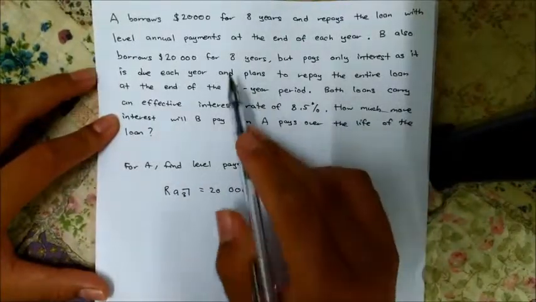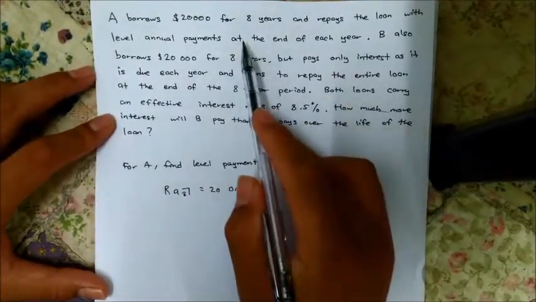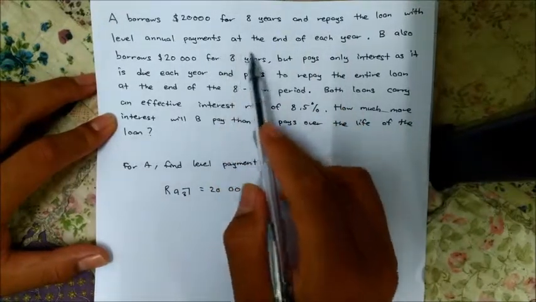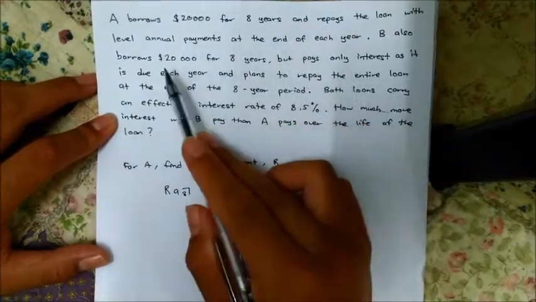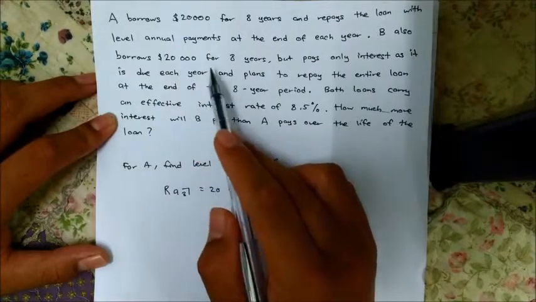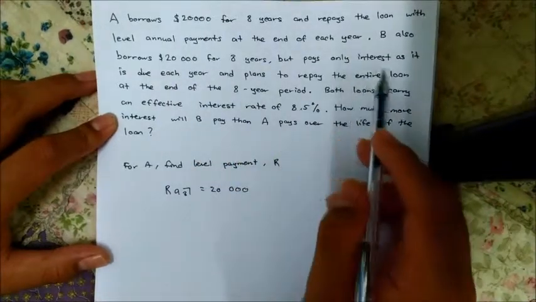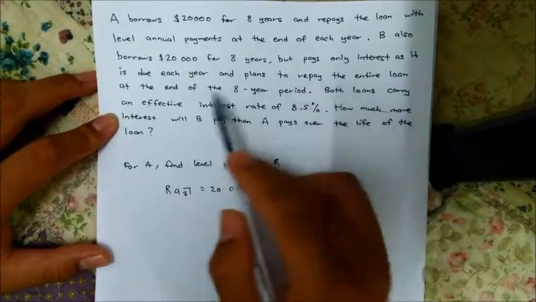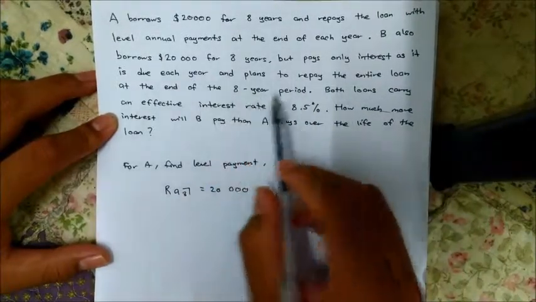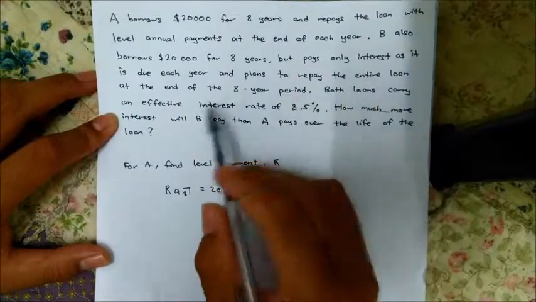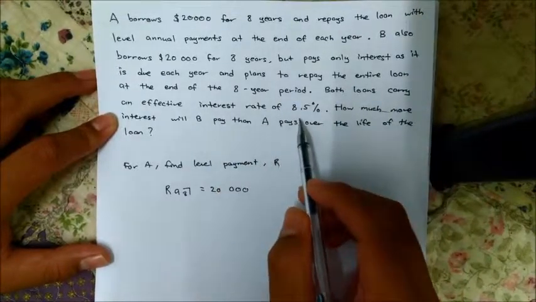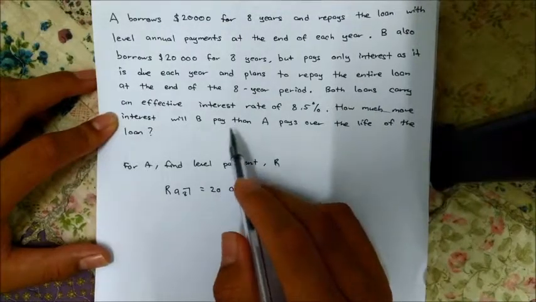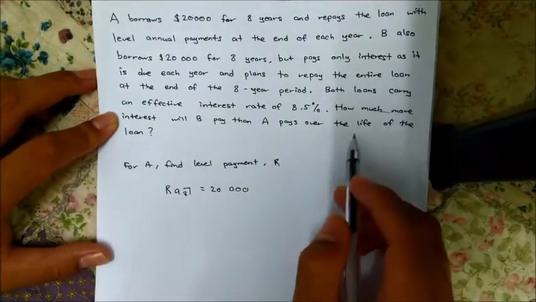So A borrows $20,000 for 8 years and repays the loan with level annual payments at the end of each year. B also borrows $20,000 for 8 years but pays only interest as it is due each year and plans to repay the entire loan at the end of the 8-year period. Both loans carry an effective interest rate of 8.5%. How much more interest will B pay than A pays over the life of the loan?